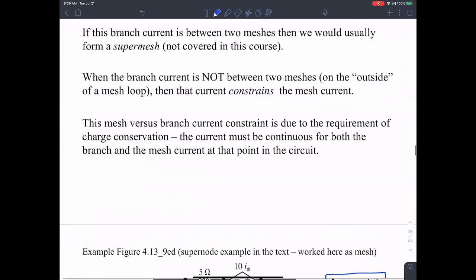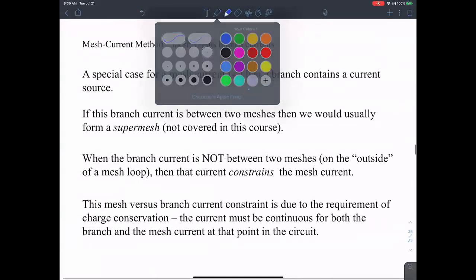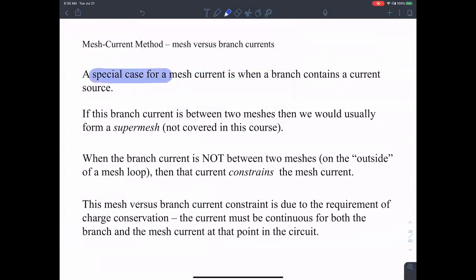So let's go back. Okay, so this is a special case for a mesh current. This happens when one of the branch contains a current source. When one of the branch contains a current source, like I showed you earlier, it leads to an additional free bonus equation.